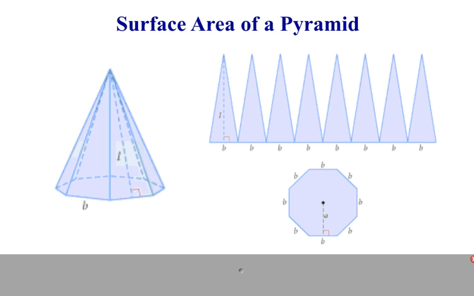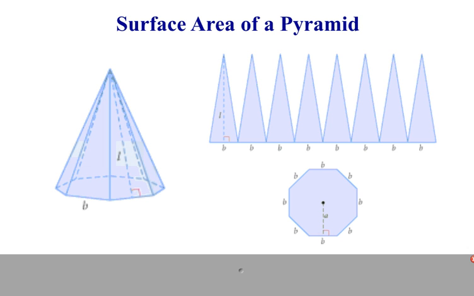So pyramids can have bases that are any polygon. So we need to know the formula for finding the area of any polygon. Now what we can remember here, though, is that the pyramid usually has a base that is a regular polygon, and we learned the area formula of a regular polygon. So in this case, it looks like we have a base that is an octagon, right?